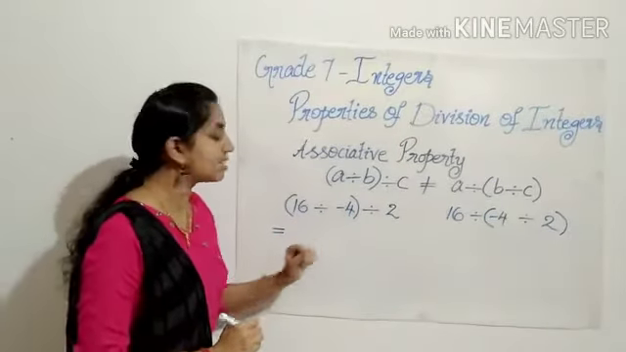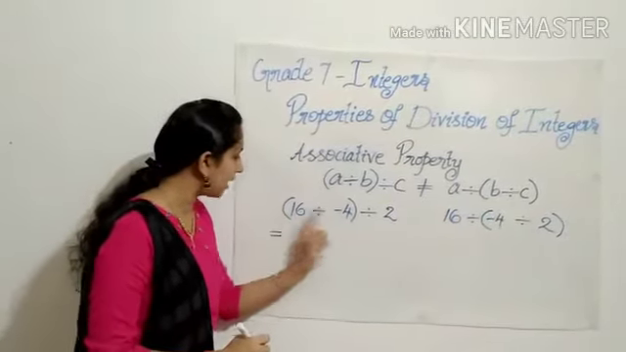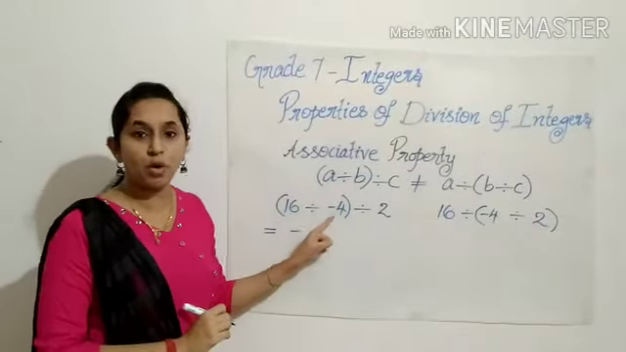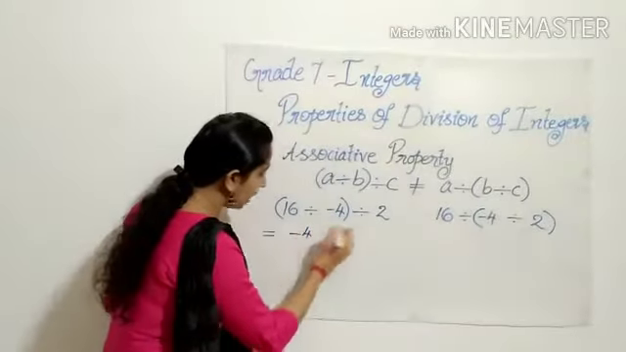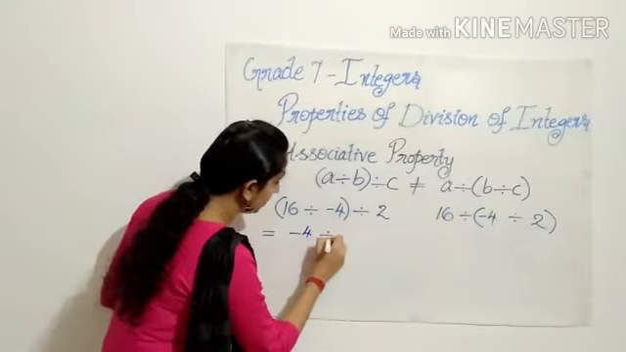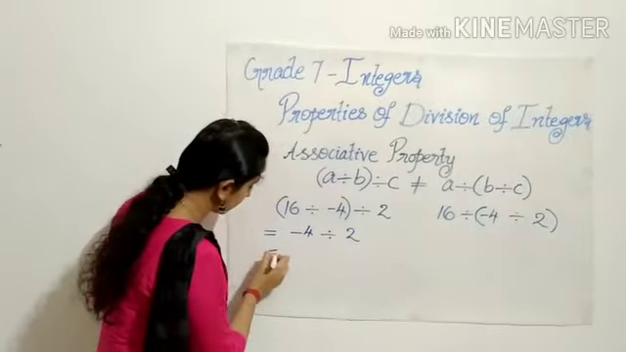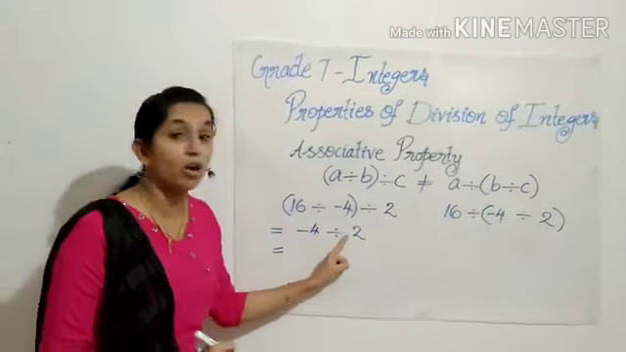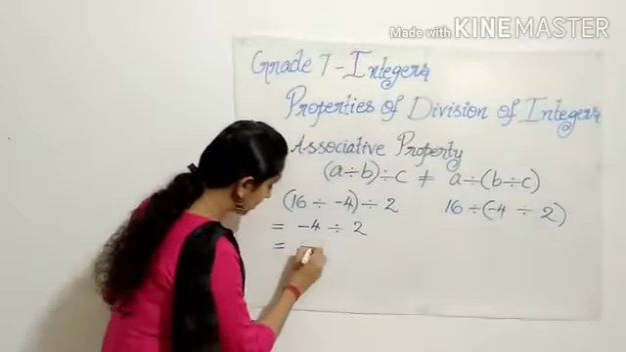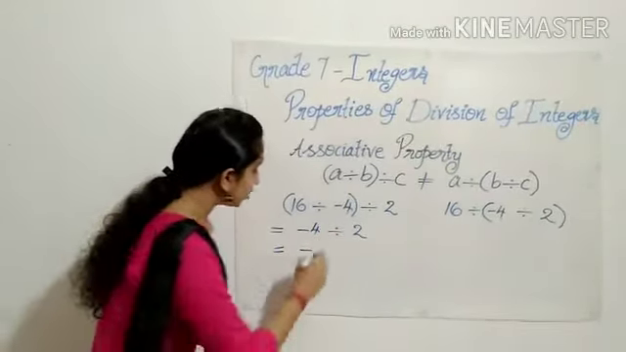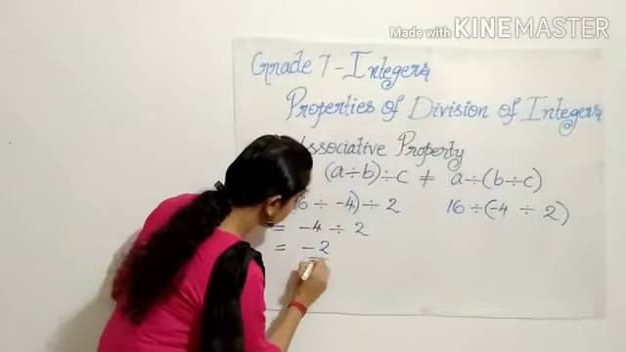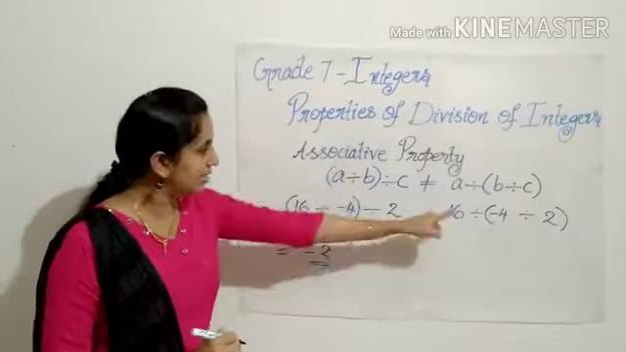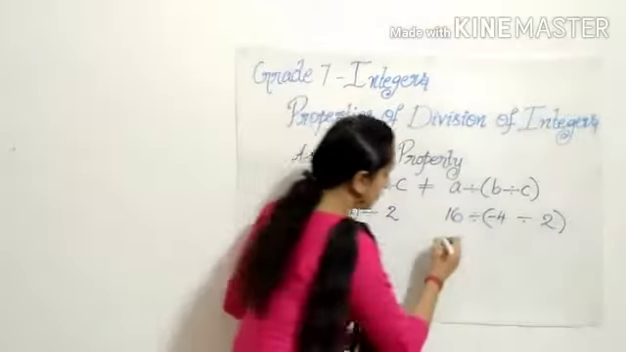16 divided by negative 4. Positive divided by negative, it is negative, and you know that 16 divided by 4 means 4. And what remains here? Divided by 2. And at last, negative 4 divided by 2. Negative divided by positive, it is negative. And 4 divided by 2, it is 2. So the answer in the first case is negative 2. Okay. Let's check the second case.